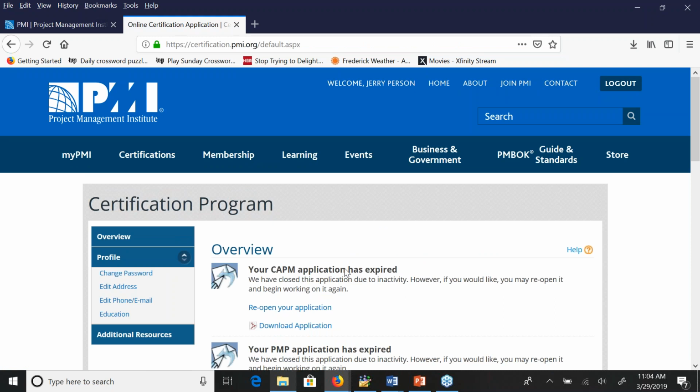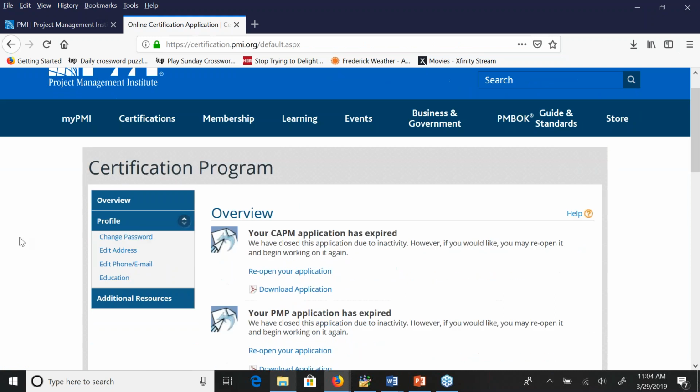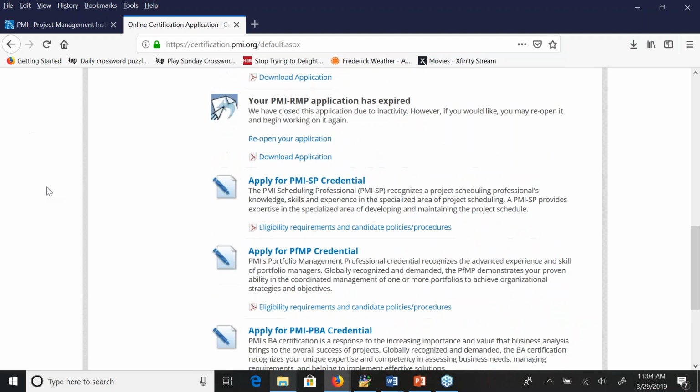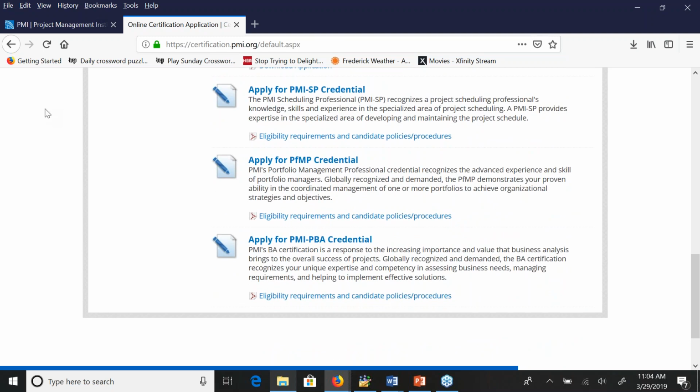And you'll come to this page. Now yours won't look like mine because I've been in here so many times. All of yours will look like this. They're all going to look like apply for, and yours will say PMP credential. Before we go anyplace else, I want you to notice what's down here. It's a PDF link.